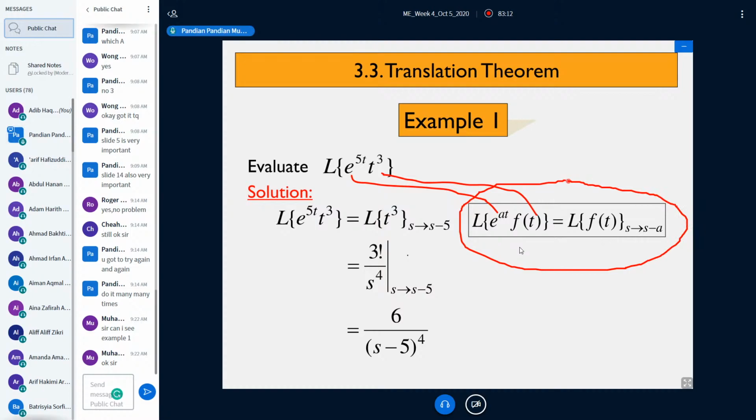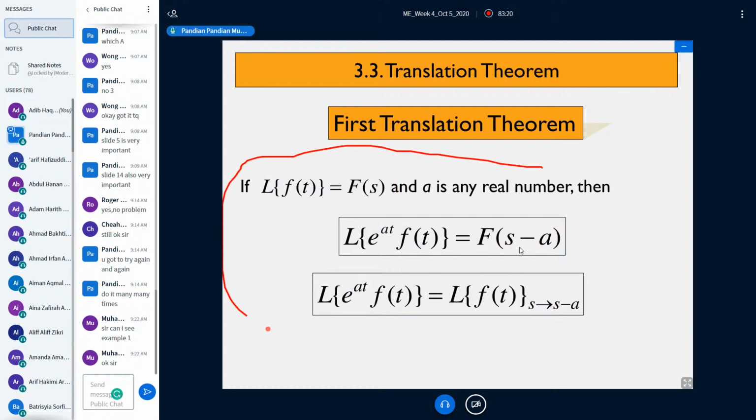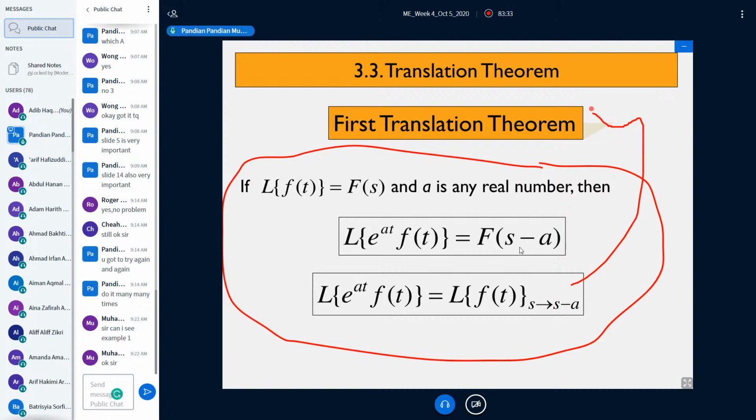Very important. I go back to the slide. This one is very important. Without this, you cannot. You must understand this. Laplace of e^(at) f(t) equals Laplace of f(t), where s becomes s minus a. This is called the translation theorem, or first translation theorem.